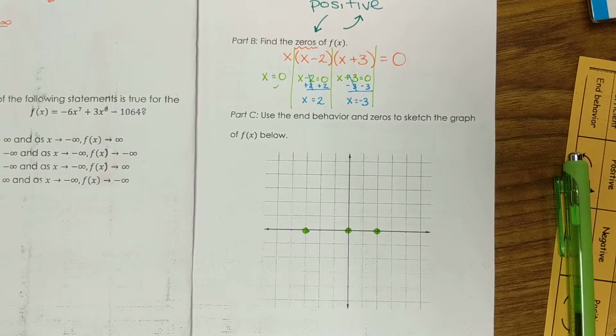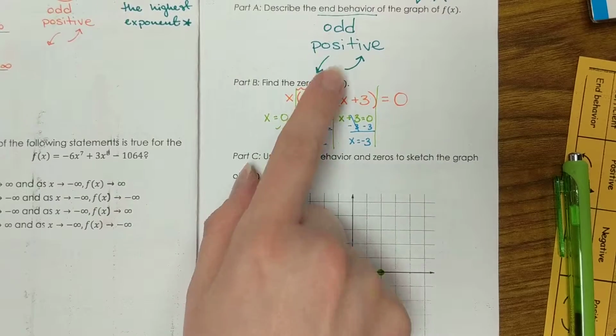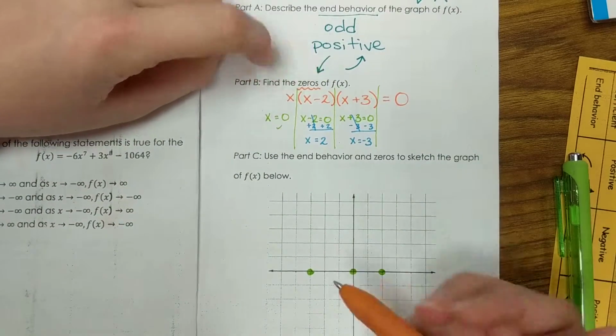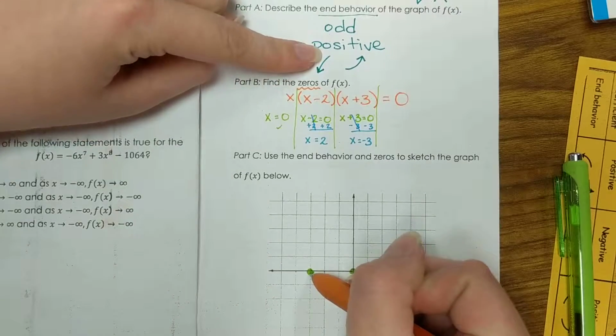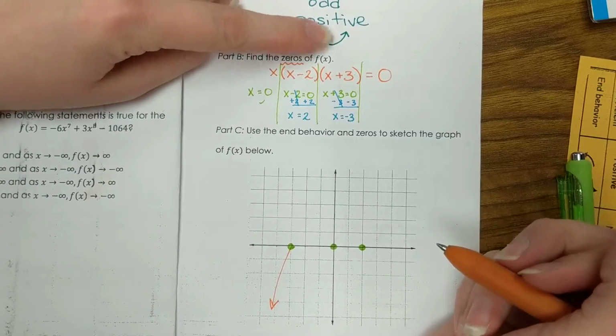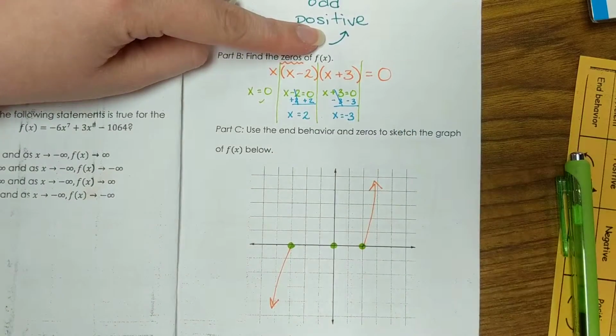Okay, now, from this part, remember how we found the end behaviors up here? So remember how I said this is like the left side? So on the left side of your graph, you're going to draw it going down or falling, just like that. And on the right side, you're going to draw it rising, just like that.